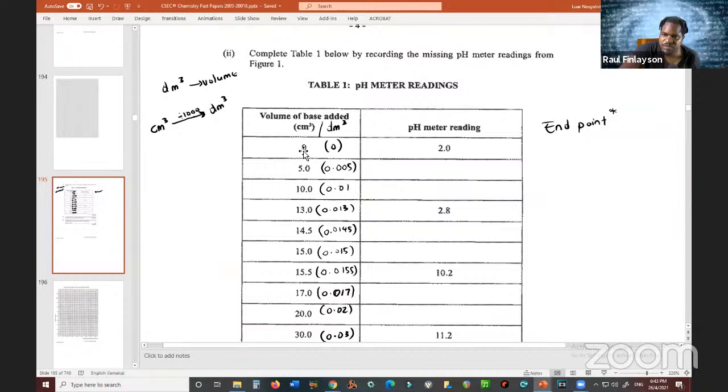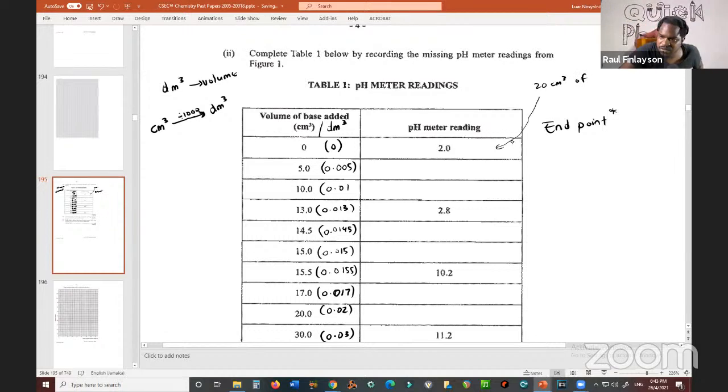So basically they started with just the base, and they add my base added. All right, no problem. They add the base there. It looks like the base is in the burette. That's why it says volume of base added. You have to add this with the burette. The acid that we just found has this pH. So what I'm basically saying here, guys, is that when there's 20 cm cube of acid, the pH is actually 2.0. In fact, this question is sulfuric acid.